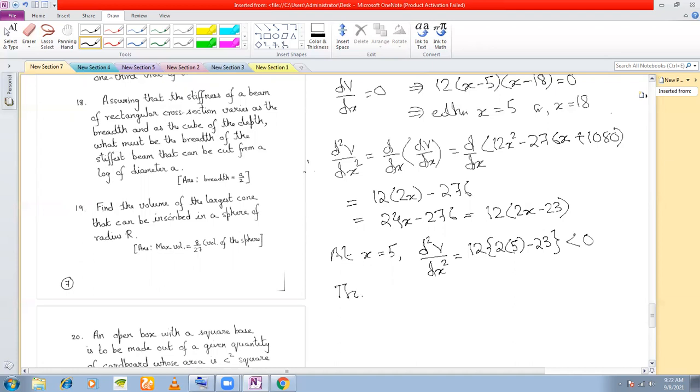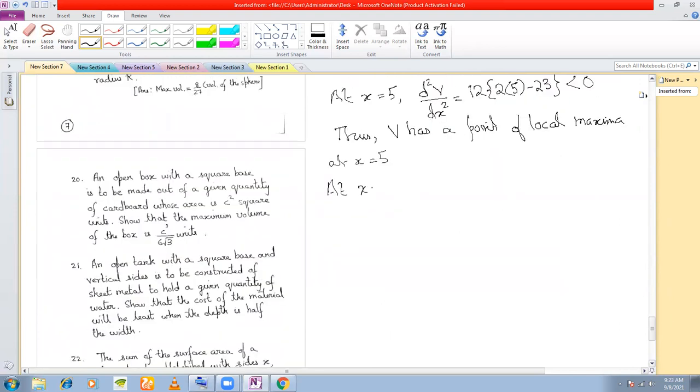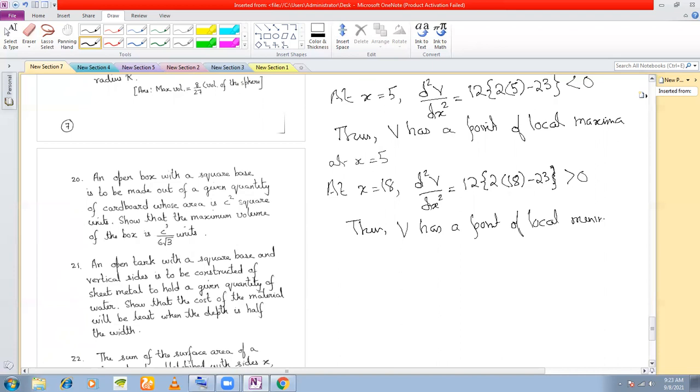Thus V has a point of local maxima at x equal to 5, right? Also check at x equal to 18. At x equal to 18, d2V/dx2 is equal to 12 (2 into 18 minus 23). Now this is positive. Thus V has a point of local minima at x equal to 18. Now we want to find out the maximum, right? So that means we'll take x equal to 5.